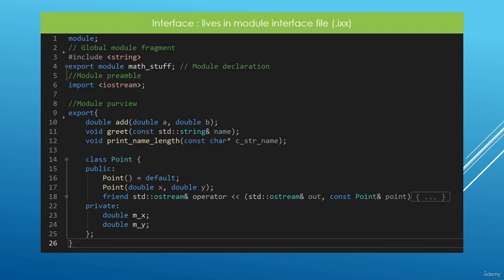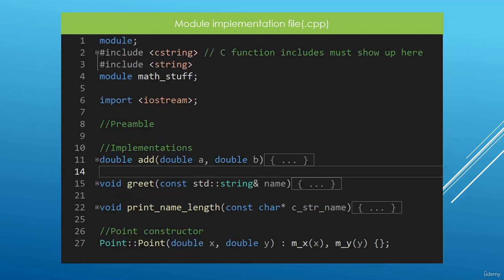Here is how our interface is going to look. It's nothing different from the last lecture. We have our module thing here. We have our export that declares our module. We have the preview, which contains things inside our export block. We have a bunch of functions, and we have a class named Point here. And all this is going to be living in an interface file. I think it is going to be named math.ixx. And the implementation is going to be living in a separate file.